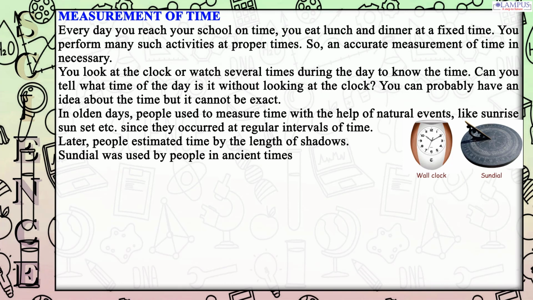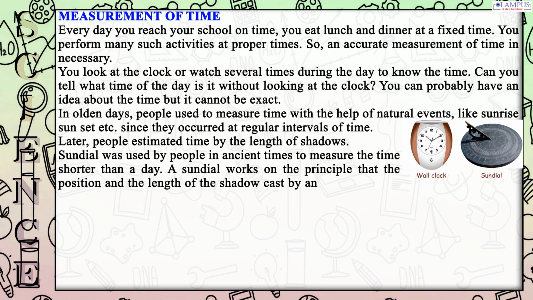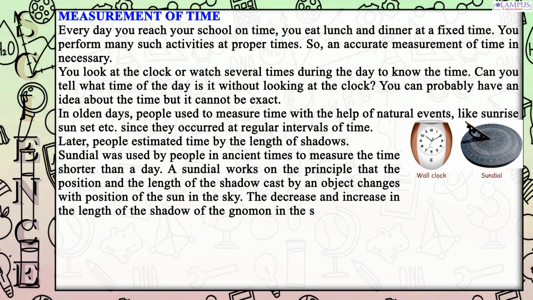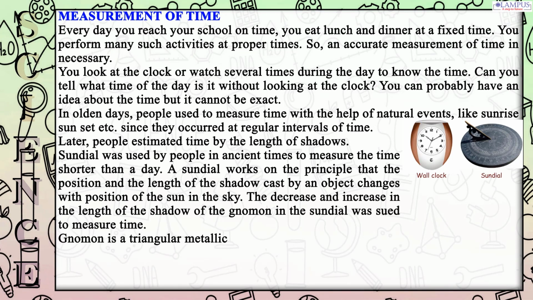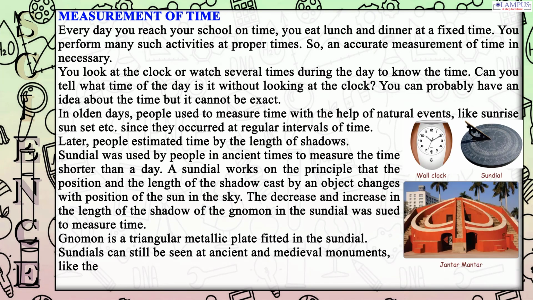Sundial was used by people in ancient times to measure time shorter than a day. A sundial works on the principle that the position and the length of the shadow cast by an object changes with the position of the sun in the sky. The decrease and increase in the length of the shadow of the gnomon in the sundial was used to measure time. Gnomon is a triangular metallic plate fitted in the sundial. Sundials can still be seen at ancient and medieval monuments, like the one at Jantar Mantar in New Delhi.